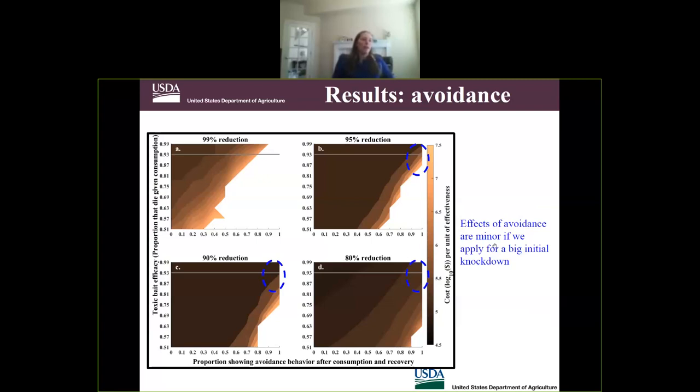Then another result: if we look at the same relationship with different objectives, we can see that the effects of avoidance are minor if we apply the toxicant alone for objectives like damage control, like a lower percent of the population reduction as opposed to elimination. And that's under the assumption that 93% would die. But these plots give you sort of the full scope of how these variables relate.